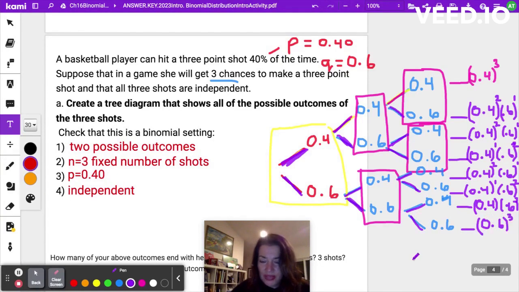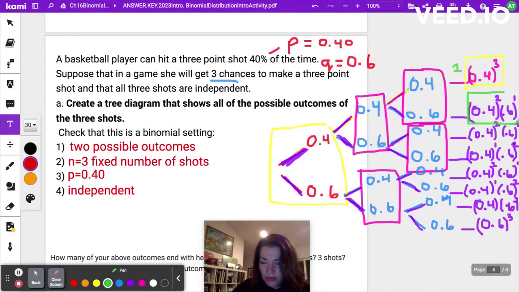The important thing with binomial setting is that how many ways could she make 3 shots? So if you look at the first outcome, there is only one way that you can make 3 shots in a row. So I'm going to go ahead and just put 1 here. If we look at making 2 shots and missing one, how many ways can this occur? So let's go ahead and count this.